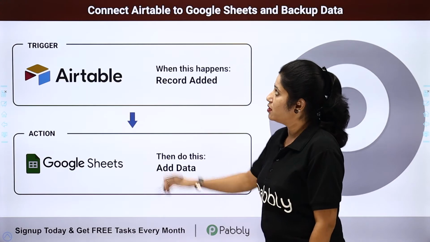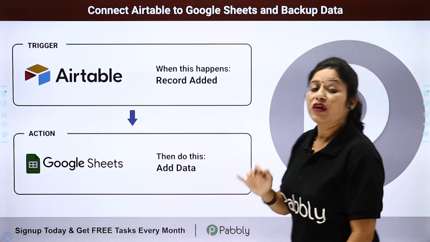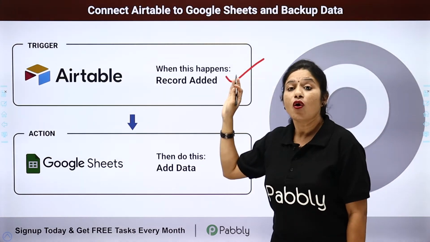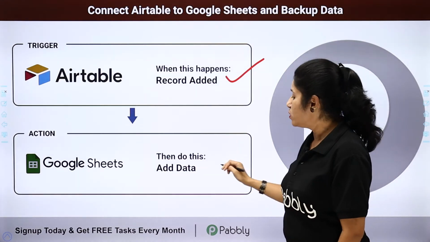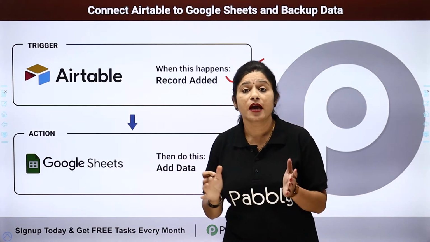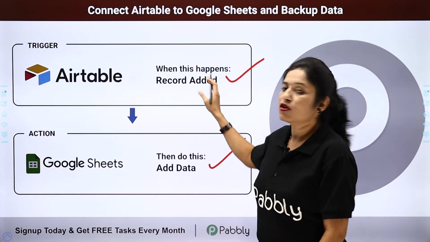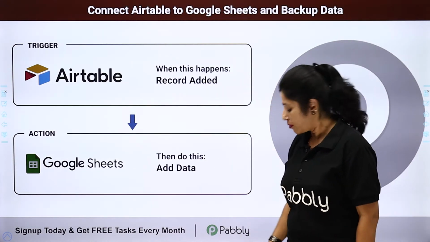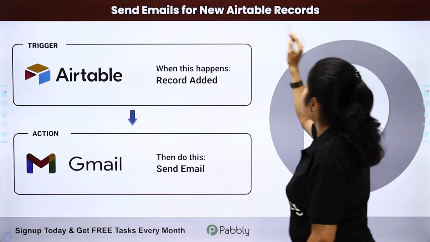So the first automation is how we can connect Airtable to Google Sheets and back up the data. Whenever you add new data or a new record to your Airtable database, automatically the same details can be added to your spreadsheet program, that is Google Sheets. Not only Google Sheets, you can add the data to Grist, StackBy or any other spreadsheet program also. So you can back up your Airtable records in this particular automation and save your time and energy.